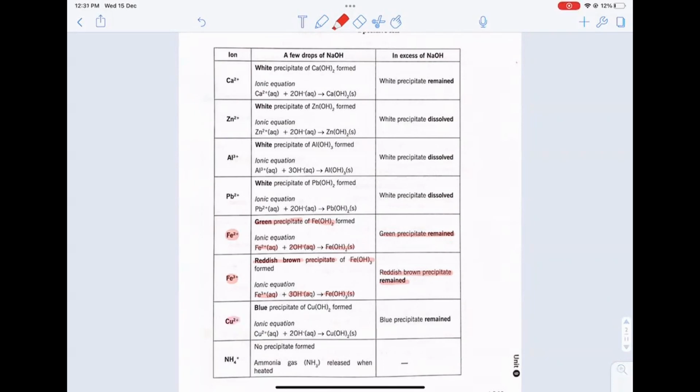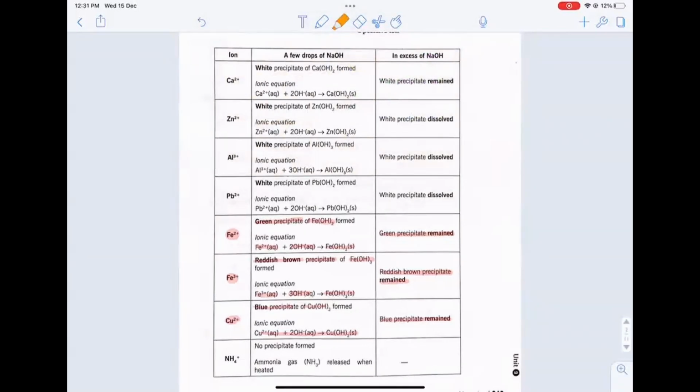Next, Cu2+. If Cu2+ is present, you will have a blue precipitate of Cu(OH)2 formed. So here is the ionic equation, and upon adding excess NaOH, you will have the blue precipitate remaining. So these 3 are the colored precipitates. After you do a few questions, you will realize that these 3 colored precipitates would be the easiest for you to remember.